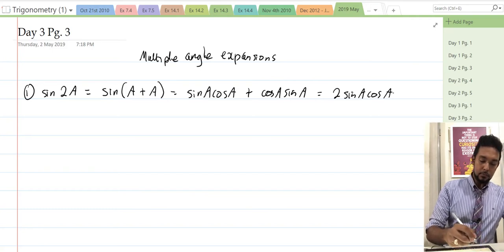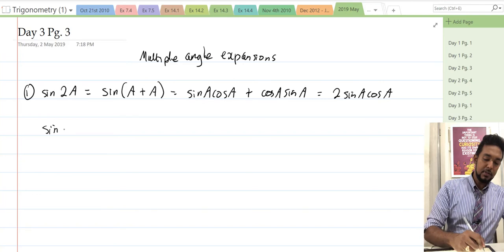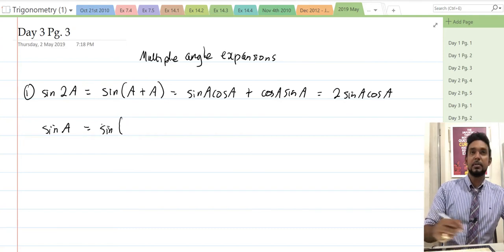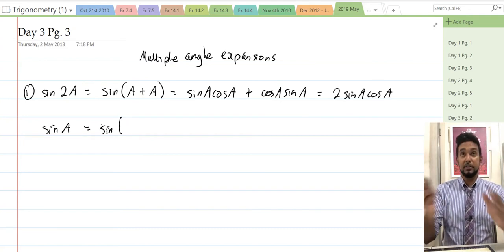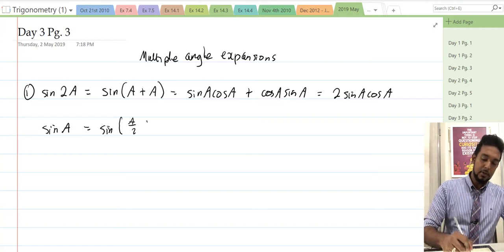Now I'm just going to show you something real quick here. You could even take sine A and expand it, because you could split A into 2 equal halves. You could split 1 into a half plus a half. So same thing here, you could have a half A plus a half A.